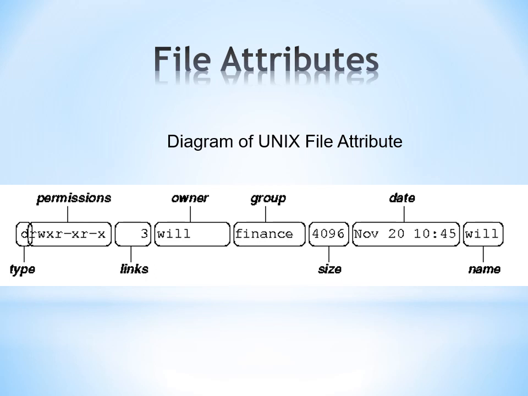This is an example of file attributes in Unix, where you can see the type of file, whether it is a directory or a file, here are the permissions of the file, this is the link, this is the owner of the file, and this is the group of the file, the size, and also a date, and at the end will be your file name. This is an example of the Unix file attributes.